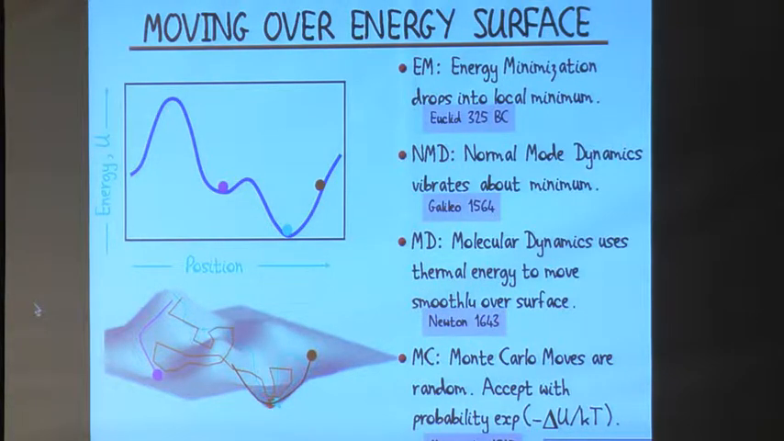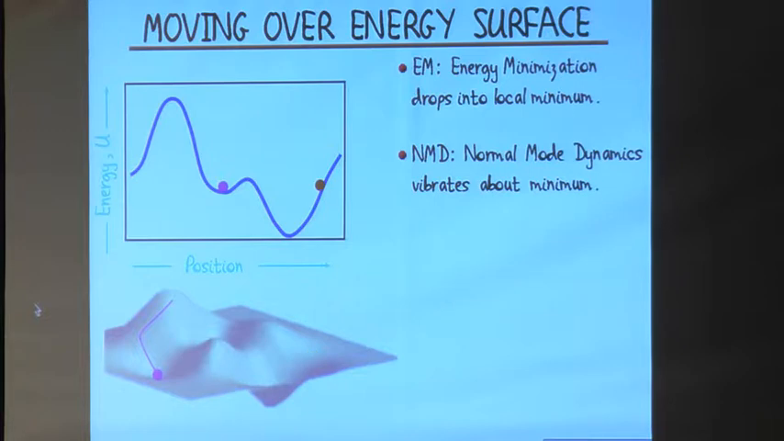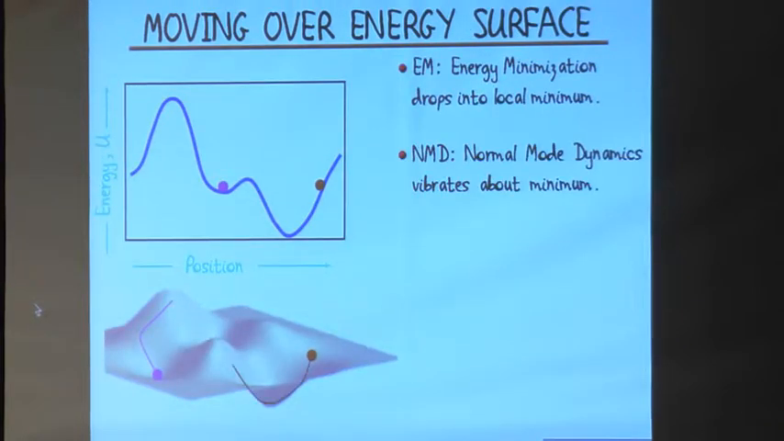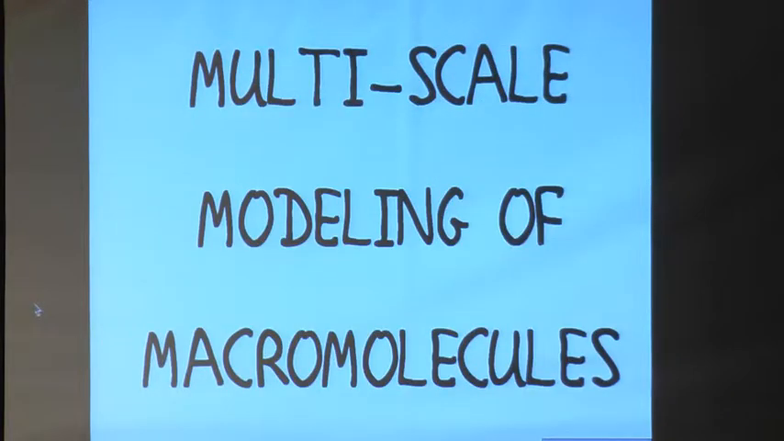Okay, so now we know we have the energy function. We have the methods. We can now, in principle, calculate anything. So what do we start calculating? And clearly here, I want to focus on multi-scale modeling. So how would you explain multi-scale modeling?